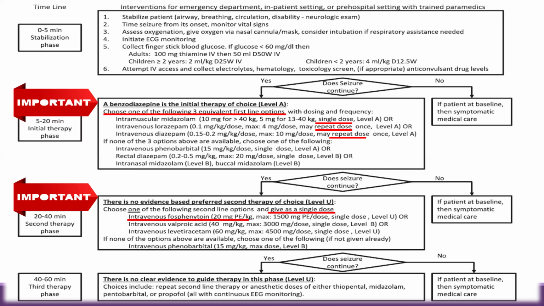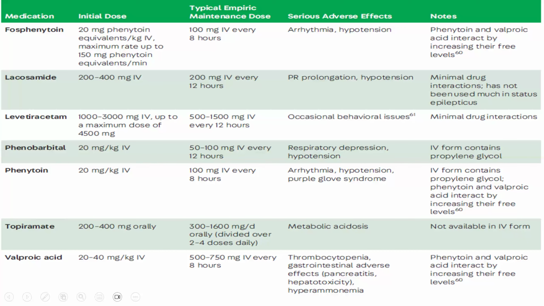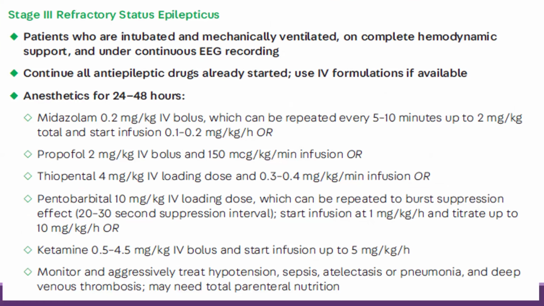If the seizure still continues, at this point we should refer the patient to ICU for intubation and starting sedation with either midazolam, propofol, thiopental, or phenobarbital. Even ketamine can be given to reach a burst suppression pattern.